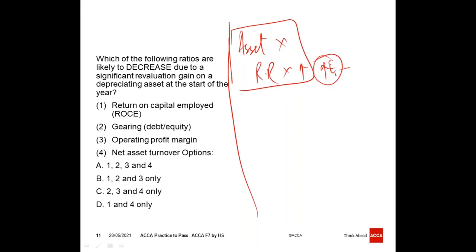When there is an increase in equity, all types of ratio where equity is present in the denominator will be affected, as it increases. So ROC will decrease, gearing will decrease, and net asset turnover will also decrease.